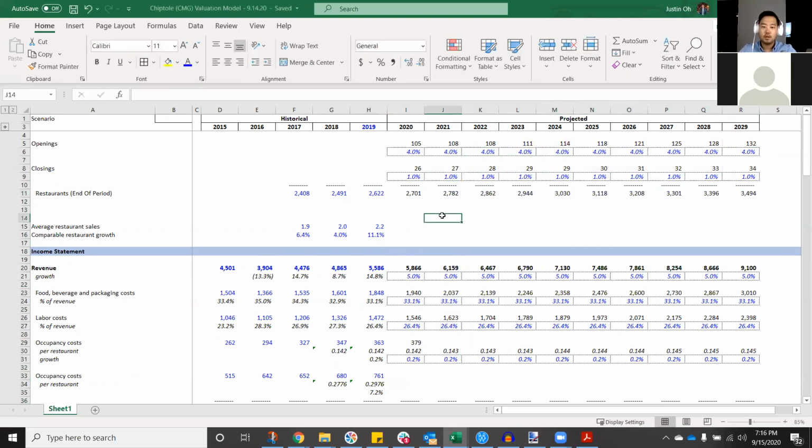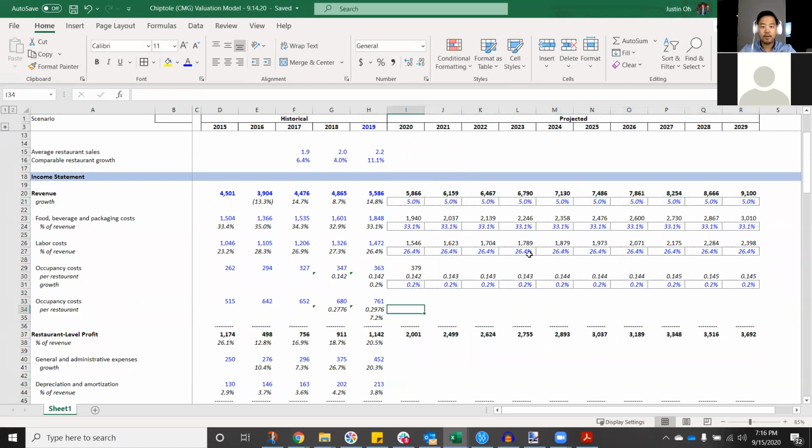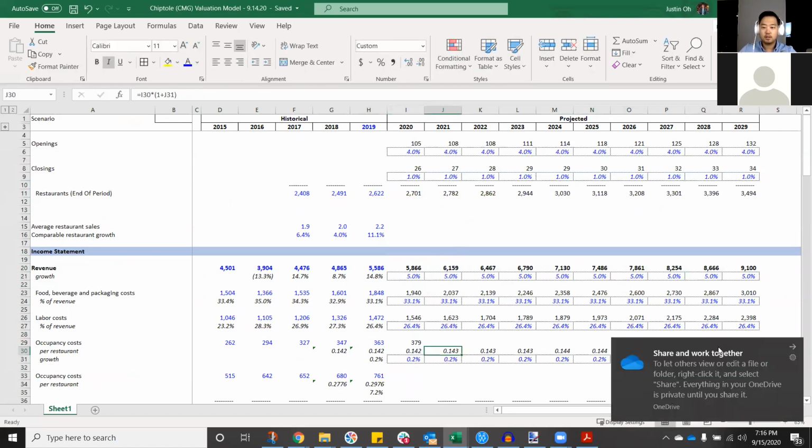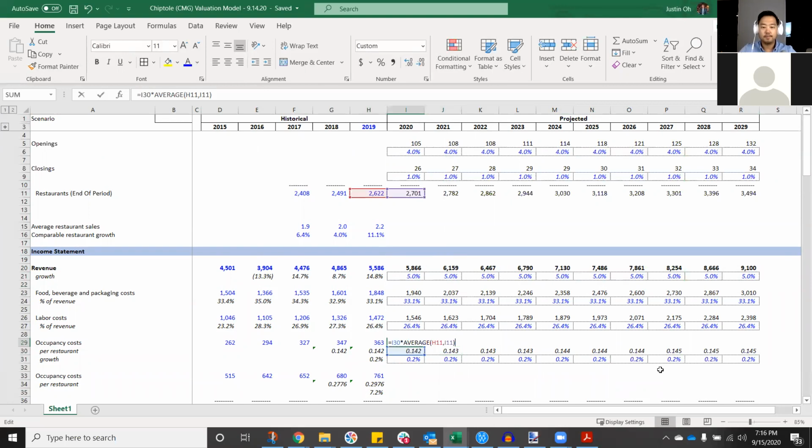Okay, cool. And again, we'll hook up revenue later. So what we're taking here is rent per restaurant per year times the average number of restaurants that were open during the year. Because as we open 105, we can't assume that all 105 were open for the full year.